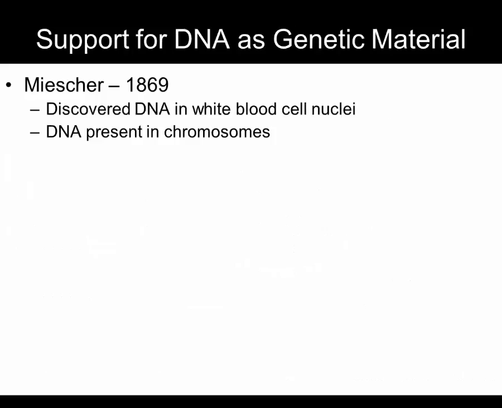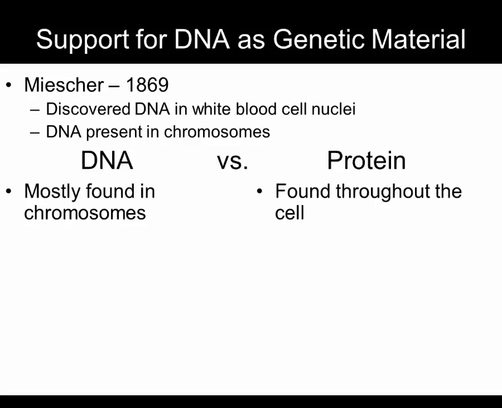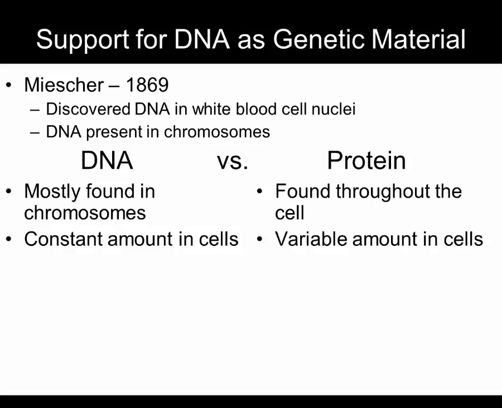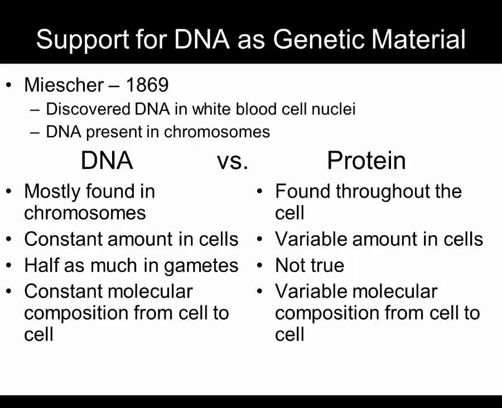While some people favored proteins due to their higher complexity, by the early decades of the 20th century, more people were beginning to lean towards DNA as the genetic component. Friedrich Miescher had first discovered DNA in the mid-19th century in the nuclei of white blood cells, and showed they were part of chromosomes. And while DNA is primarily found in chromosomes, proteins are distributed throughout the cell. DNA amounts are consistent from cell to cell, while protein amounts vary. Looking at the gametes, there's half as much DNA there as in other cells, which can't be said about protein. Also, when you examine the composition of the molecules, DNA is consistent from cell to cell, while proteins are variable.